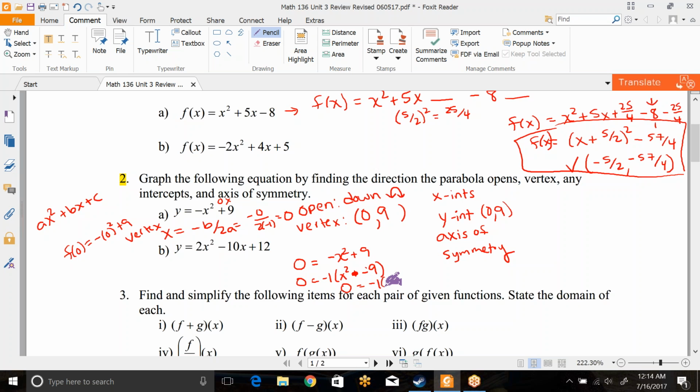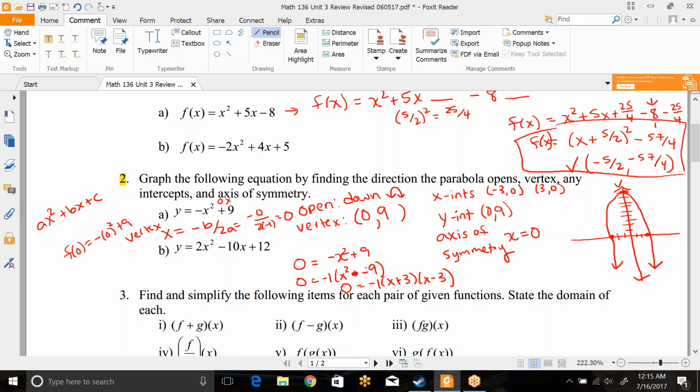And then this would be x plus 3 and x minus 3. So we get two different x-intercepts: negative 3, comma 0 when we solve this first parentheses, and then positive 3, comma 0. The axis of symmetry is always a vertical line through the x-coordinate of the vertex, so x equals 0. So if we plot our points, 1, 2, 3, 4, 5, 6, 7, 8, 9, there's my vertex, and then 1, 2, 3, negative 3, and 1, 2, 3, positive 3 are my two x-intercepts. And notice my parabola is shaped down.